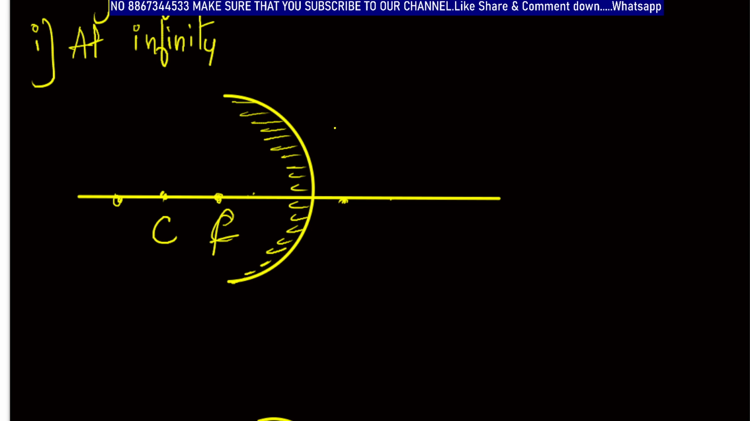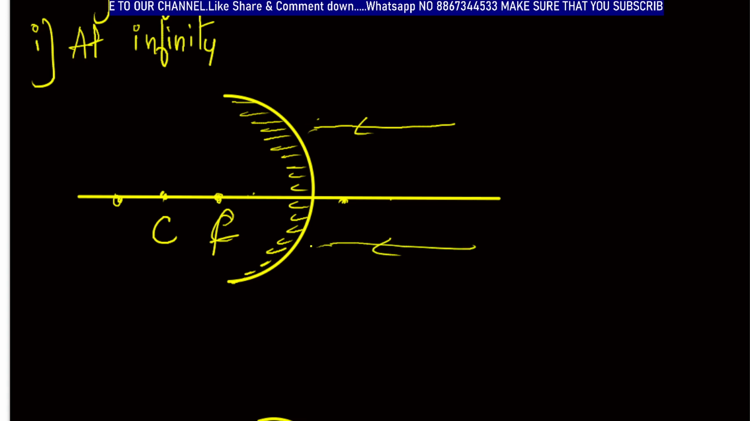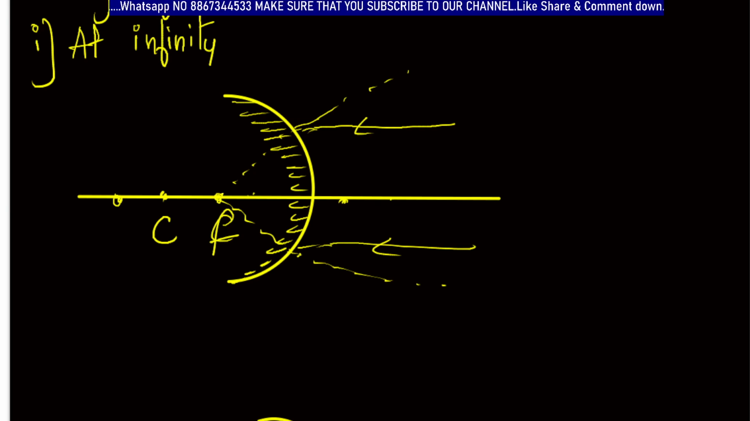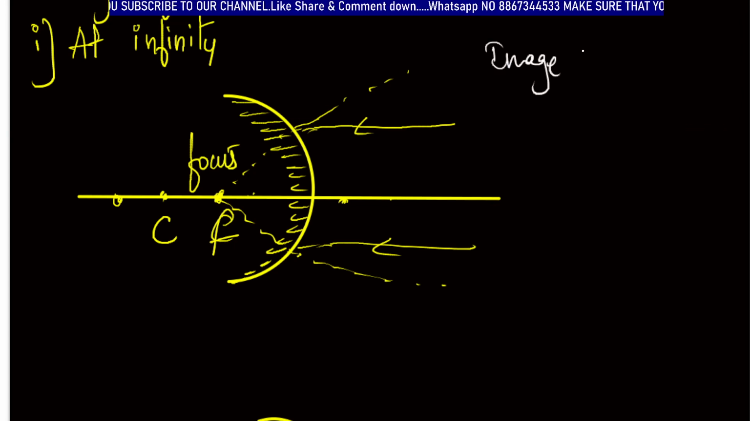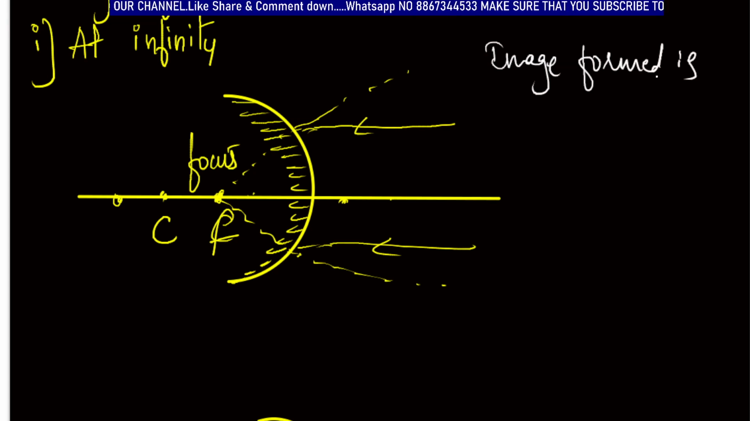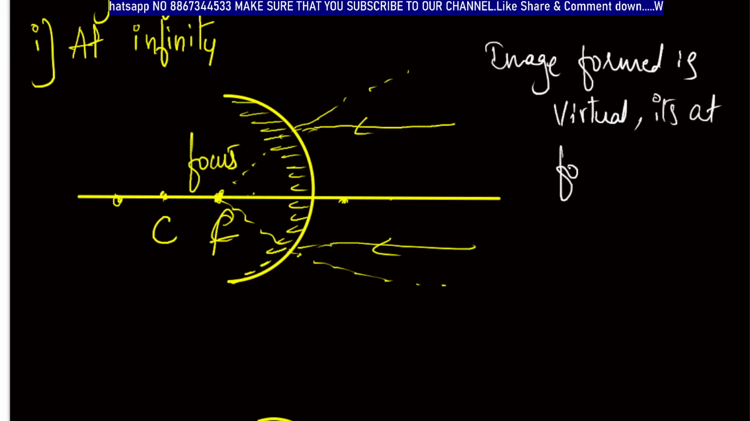So what does this mean? The rays coming are parallel. So these rays reflect back in such a way that they appear to be coming from the focus. So the image formed will be at the focus. So what we conclude over here is the image formed is virtual because it's behind the mirror, and it's at the focus.